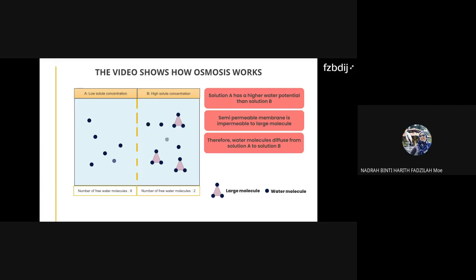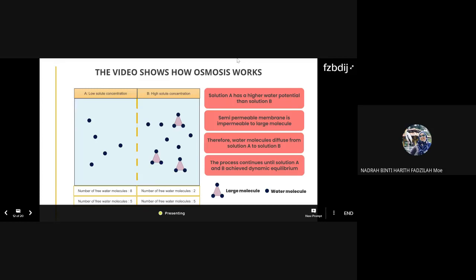So let's take a look. Okay, bukan semua water molecule diffuse because it only occurs until both solutions achieve dynamic equilibrium, where we can see the number of free water molecules in solution A is the same as the number of free water molecules in solution B. Anak-anak, osmosis ni ada apa-apa nak tanya tak?